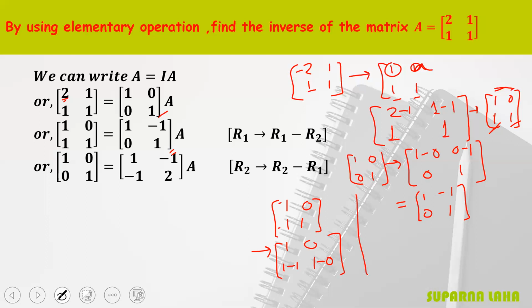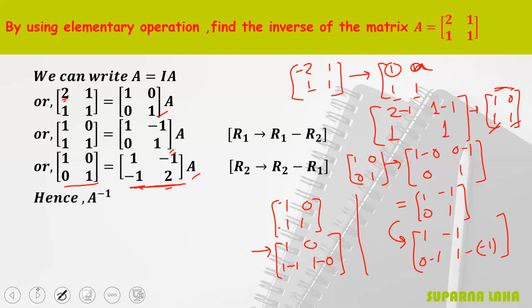And the same operation applies on it. You will find 1 minus 1 and 0 minus 1, 1 minus of minus 1, that means 2. So 1, minus 1, minus 1, 2. So I got the identity here, and this is the matrix B or A inverse, and into A. So what is the inverse? Inverse is 1, minus 1, minus 1, 2.